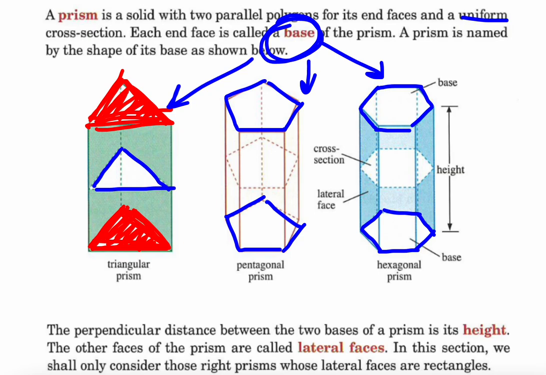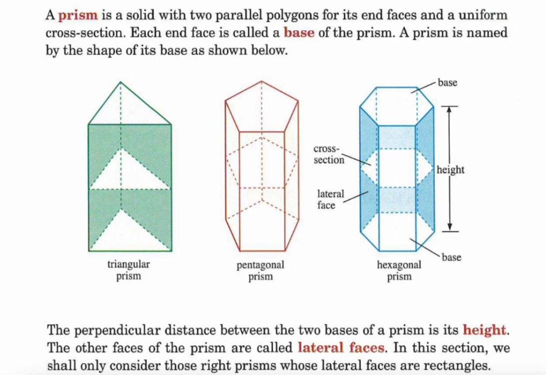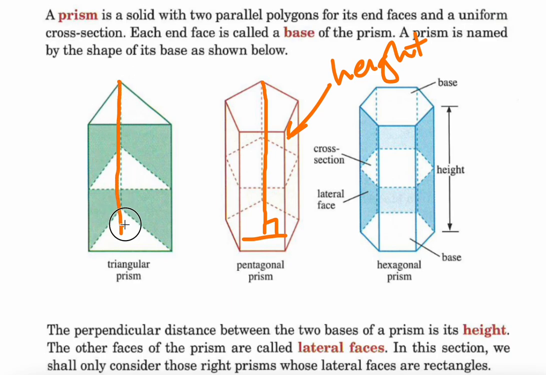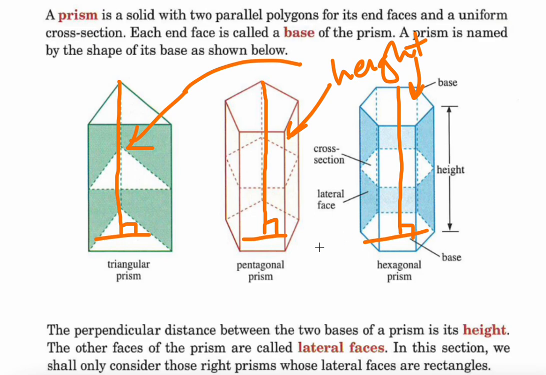The perpendicular distance now, perpendicular just means that it makes like a 90-degree angle with the bottom. Perpendicular distance between the two bases is its height. So this right here is the height because it goes up and down. This right here, cutting through and making 90 degrees, would also be the height because it's cutting through up and down, straight line, no slanting.